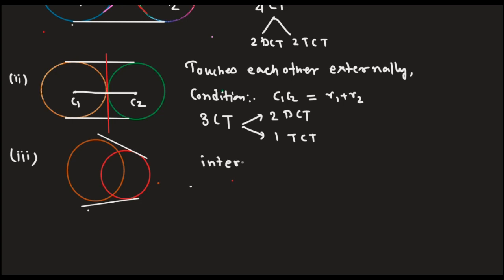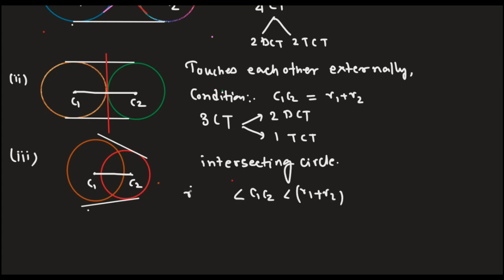So if 2 circles intersect, intersecting circle, so what is the condition that they will intersect? First of all, if you join their centers, that is C1 and C2, so C1C2 is lesser than R1 plus R2. Okay, but it should be greater than mod of R1 minus R2. So this will happen. So in this case we are getting the common tangents, total 2 common tangents we have.